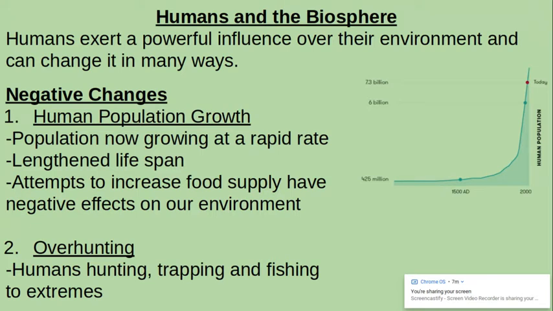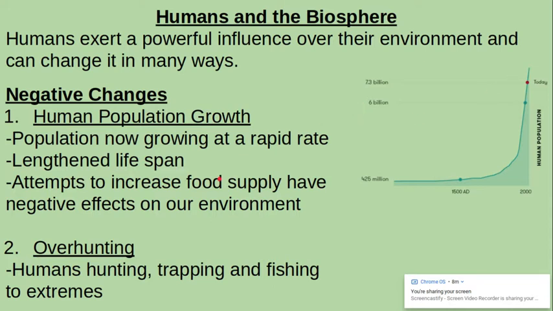Human population growth. Population is now growing at a rapid rate. So here with the history of time, it's relatively been flat and then it's spiked. I know you go over this in social studies class as well. Lengthened lifespans have contributed to this. Attempts to increase our food supply, though, have had negative effects on our environment with mass farming.